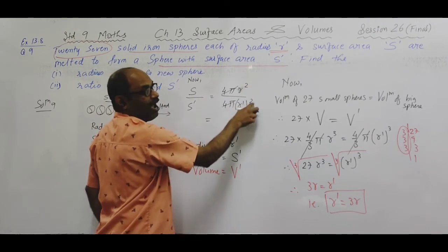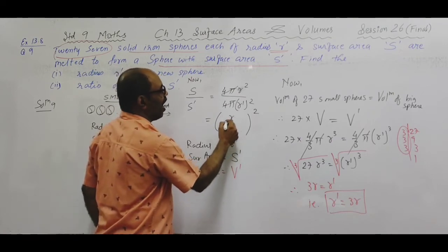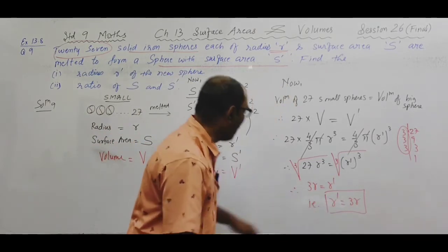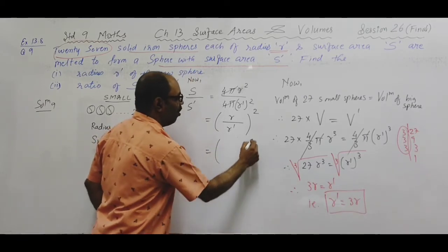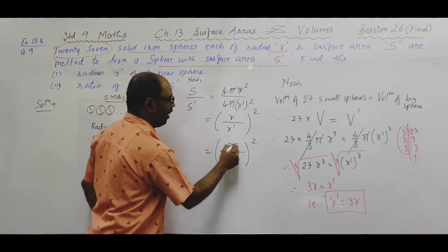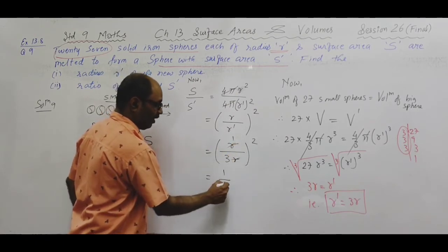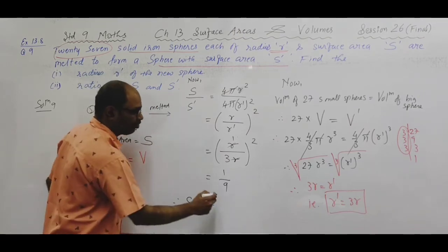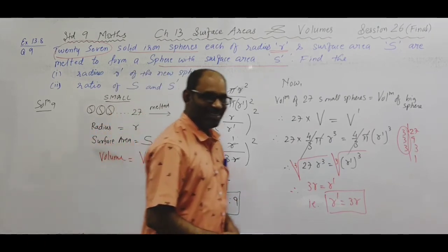4 pi is gone. Both are squares, so write the whole square: r upon r dash. Now what is r dash? So write in brackets whole square: r upon 3r. My goodness, r is gone too. So square of 1 is 1, square of 3 is 9. Therefore S is to S dash, converting it into a ratio, is 1:9. I hope that is clear to you.